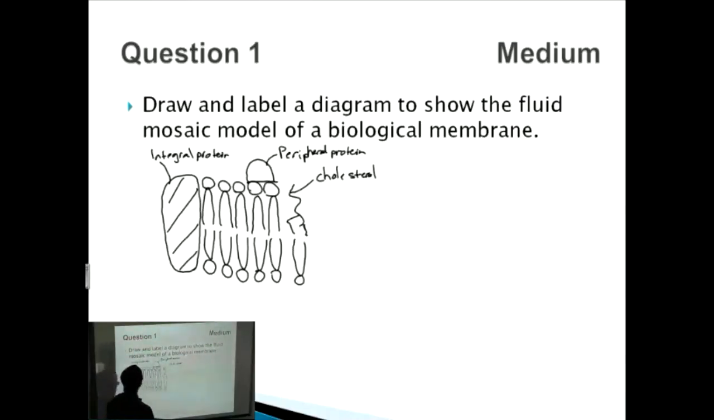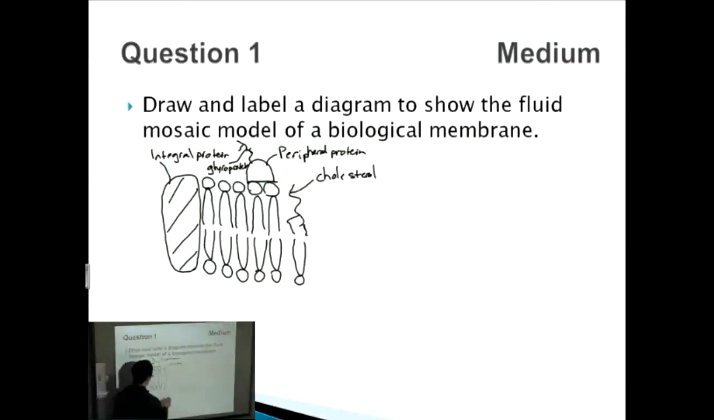Okay? We've drawn a few things there. What else can we draw? So we can also draw a little glycoprotein on this peripheral protein. So this is a glycoprotein. A little glycogen tail. So it's a carbohydrate which sits on the protein.